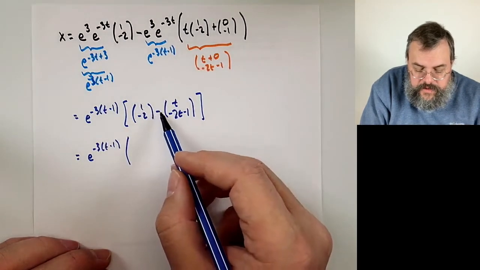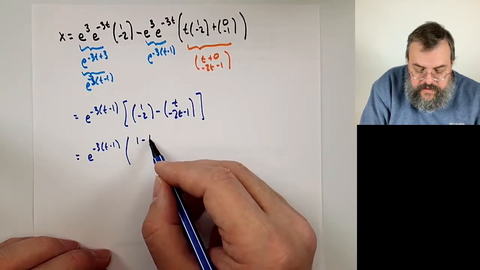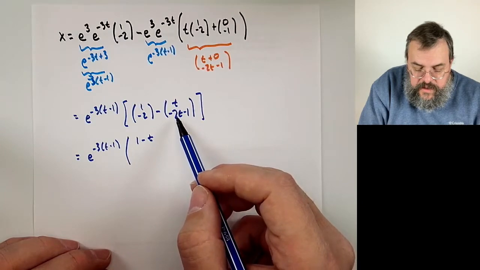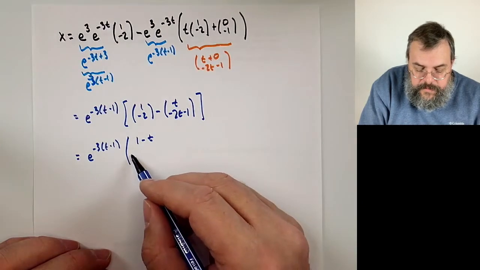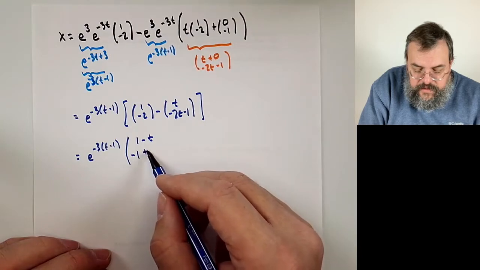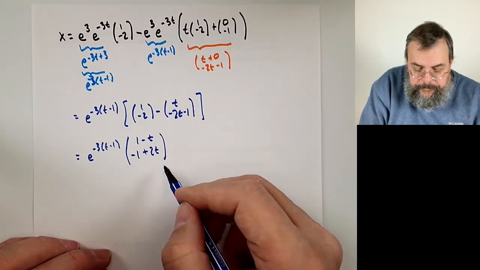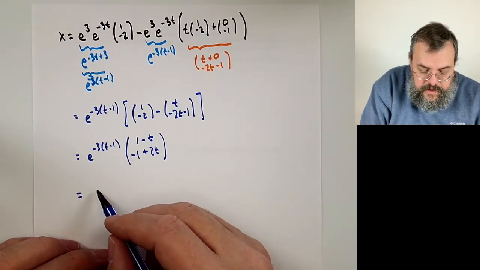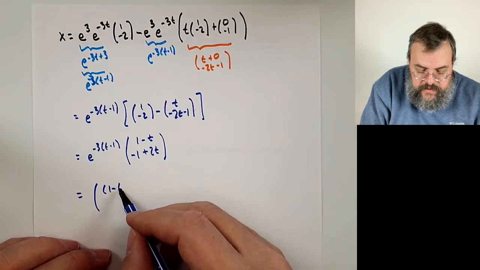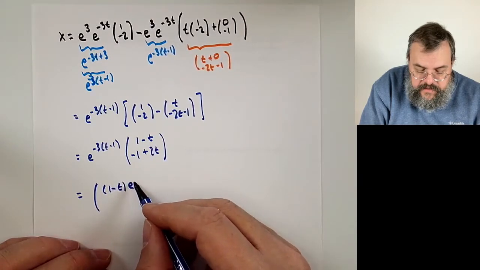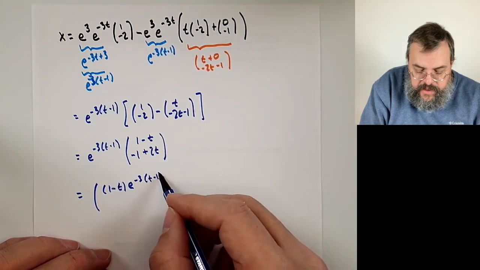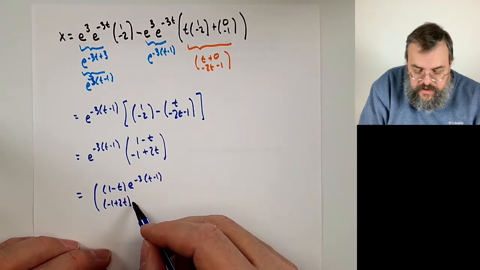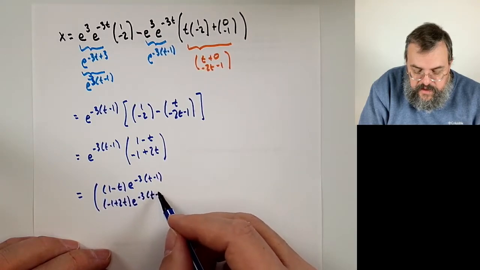Okay, so we get 1 subtract t, so 1 minus t. And then here we have minus 2 minus minus 2t, and then minus minus 1. So that becomes minus 1 and plus 2t, which becomes 1 minus t times e to the minus 3 times t minus 1, and minus 1 plus 2t times e to the minus 3 times t minus 1.